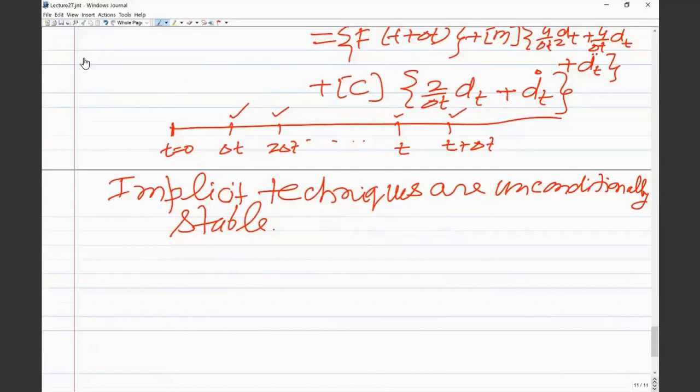So we can solve this equation easily without worrying about what delta t we should take from the stability point of view. Although from the accuracy point of view, of course, you have to choose the appropriate delta t.